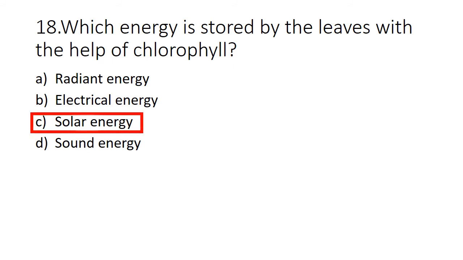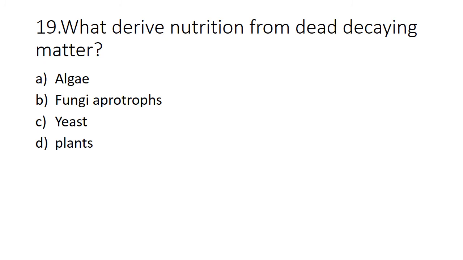So the correct option is option C, solar energy. Chlorophyll is present in the leaves and it stores sunlight in the leaves. Because of that, photosynthesis occurs and the food is created. So now we will move on to the 19th question. What derives nutrition from dead decaying matter? A. Algae, B. Fungi saprotrophs, C. Yeast, D. Plants. This also I have already explained.